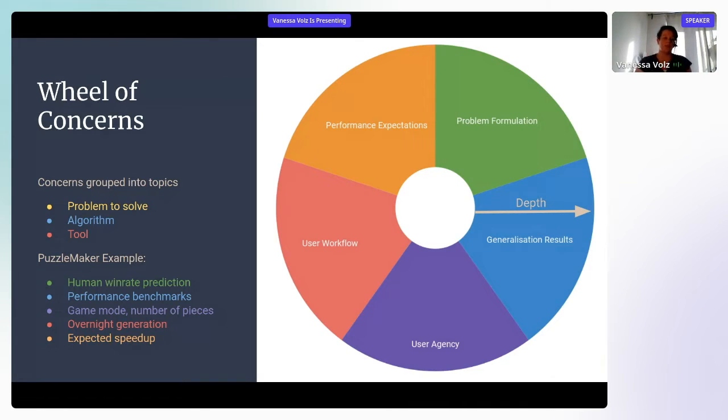Sometimes it might be enough to say, hey, it worked on this other game, but me as an AI researcher, I might want to know specifics, why it worked and how it worked.